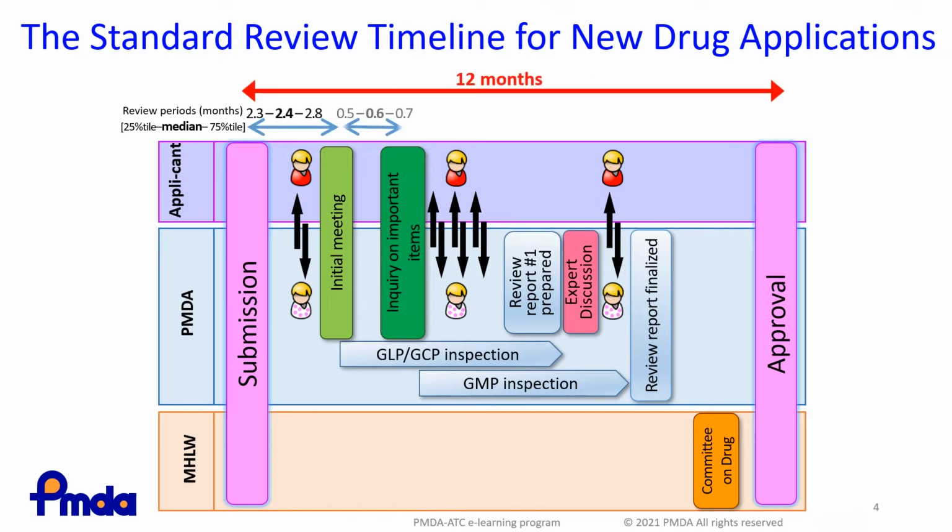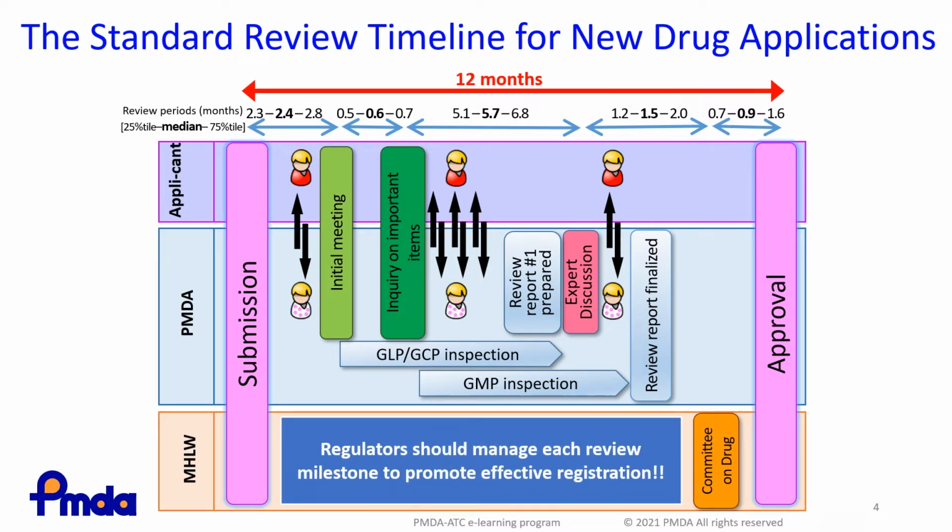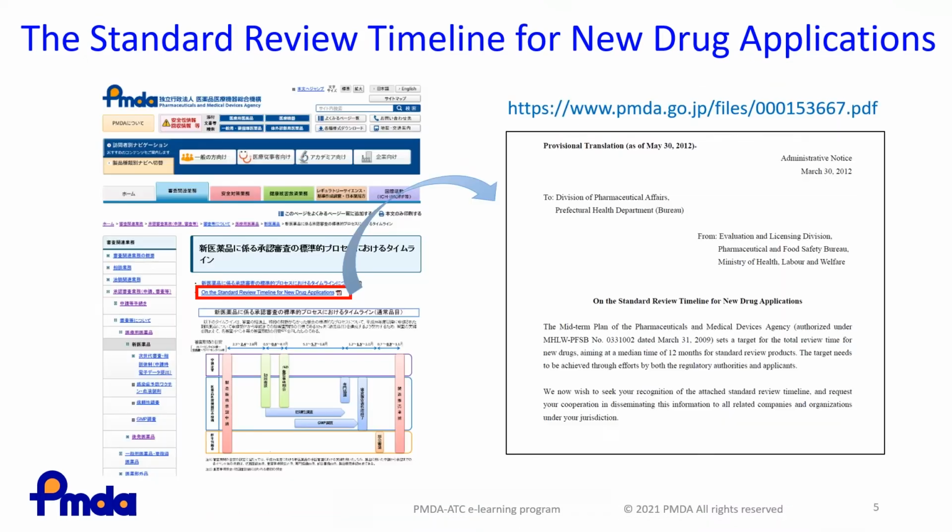For example, this is the timeline of the standard review, completed within 12 months. The first milestone, the initial meeting, should be achieved between 10 to 12 weeks, with the inquiries related to important items completed within 2 to 3 weeks afterwards. This scheduling plan, with each milestone identified, has been made publicly available. For this reason, it is important for PMDA to achieve this goal.